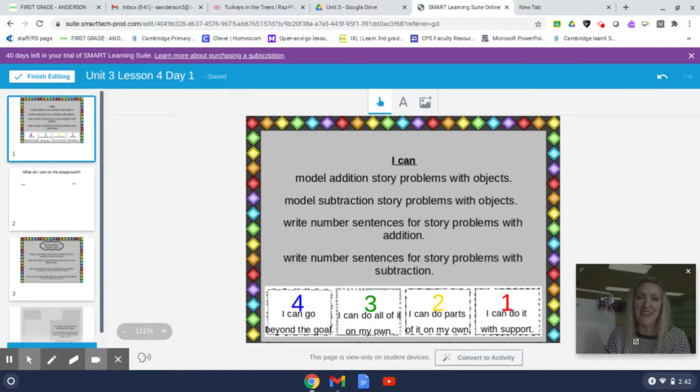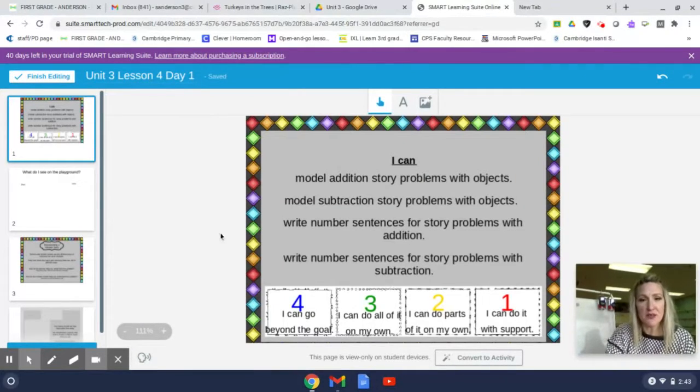Hi, first graders. Today in math, we are going to talk about story problems some more. By the end of our time today, you should be able to show adding in a story problem using pictures. You should be able to show how we can use pictures to subtract using story problems. And you should also be able to write number sentences for adding and subtracting that go with the number stories.